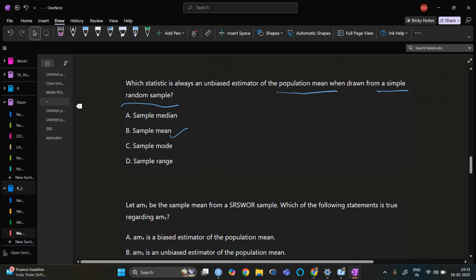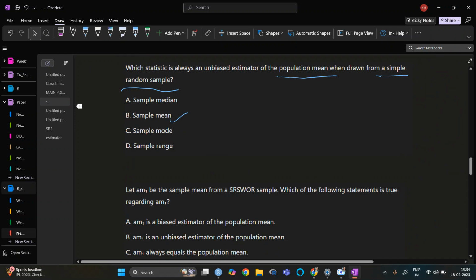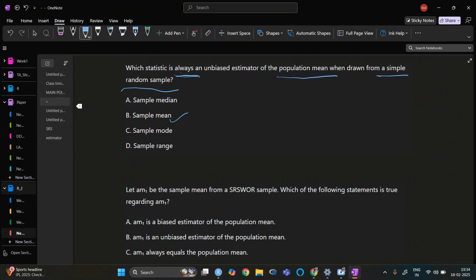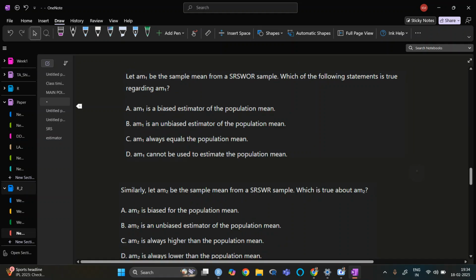Not always, but in a normal distribution, the mean, median, and mode are all equal. In that case, you can take the sample mode as well, whichever is easy for you. If you think calculating the mode is easy, then it is an unbiased estimator of the population mean. But to be right every time, it is the sample mean.